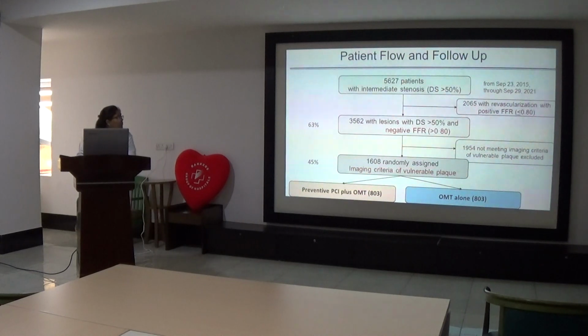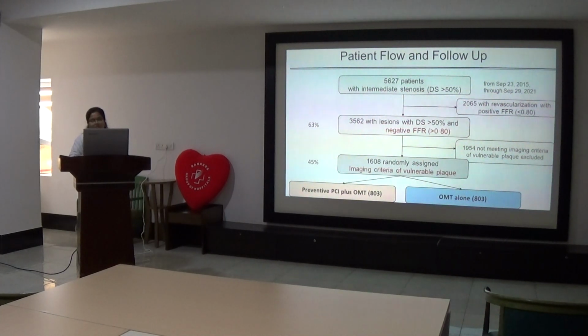The patients involved: there were 5627 patients with intermediate stenosis. The study started in September 2015 and ended in September 2021. All those patients with stable complaints who underwent coronary angiography and were found with stenosis of more than 50% were line listed.